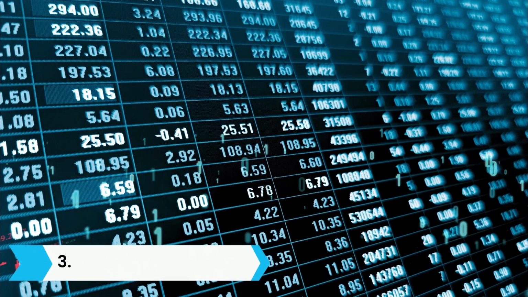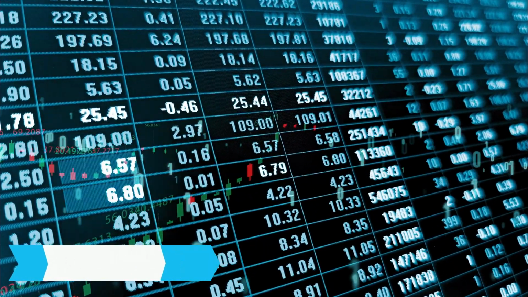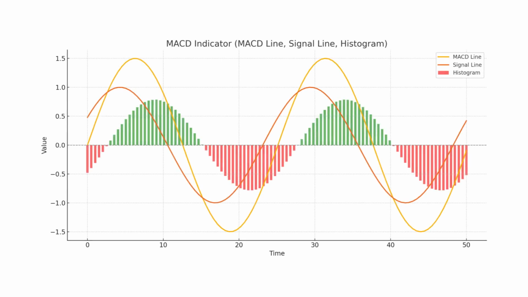The next one is MACD. This one looks complicated, but it's gold when you get it. MACD is a trend-following momentum indicator. It consists of the MACD line, which is the difference between the 12 days moving average and the 26 days moving average, the signal line, which is a 9 days moving average of the MACD, and the histogram, the difference between the MACD and the signal line.